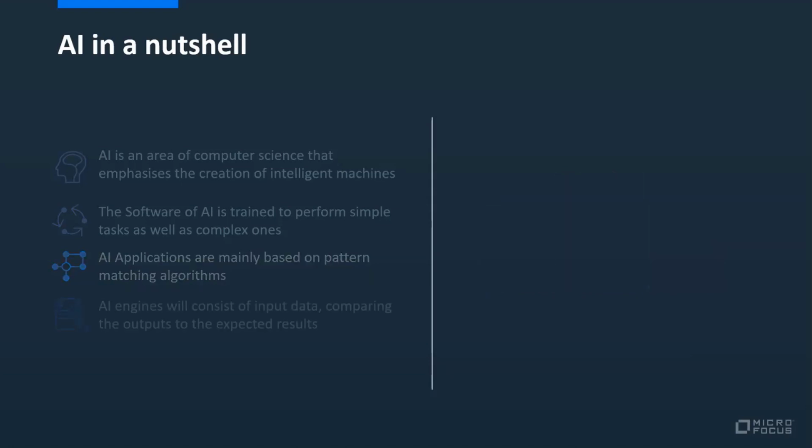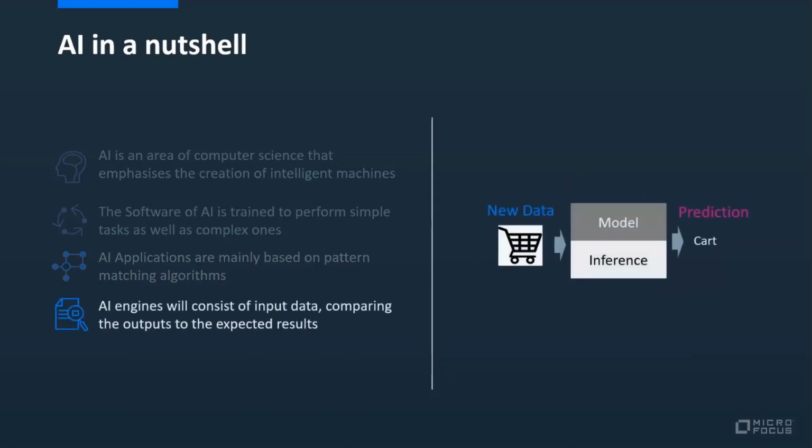And last but not least, AI engines consist of input data, comparing the outputs to the expected result. So once you have an AI engine, it will be fed new data. There is the inference stage that will be done using the AI model. And eventually there will be a prediction of what we see. Do you see a cart or do you see something else? You know, in Chris' example about the cats and the dogs, think about it for a second. Sometimes you see an animal from a long distance and you think, okay, so what do I see? Do I see a cat? Do I see a dog? And you have some features hosted in your brain, using the neural network in your brain, that help you eventually identify exactly if it's a cat or if it's a dog.